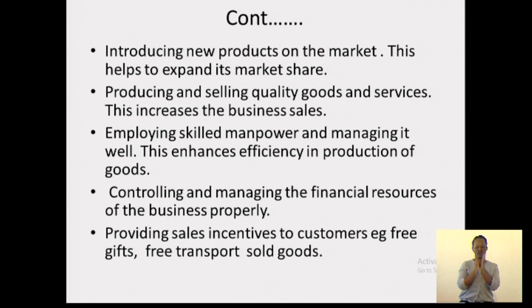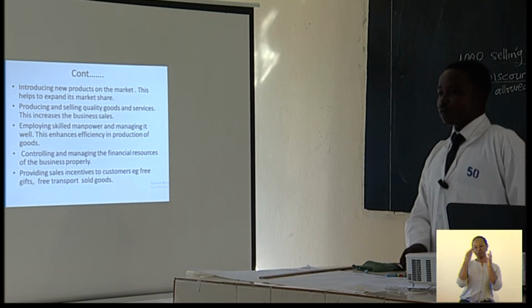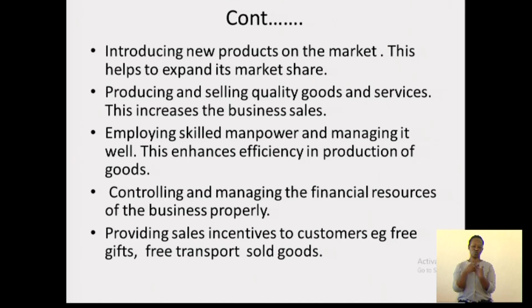We have another internal strategy, which is introducing new products on the market. Introducing new products on the market adds on what you had previously.